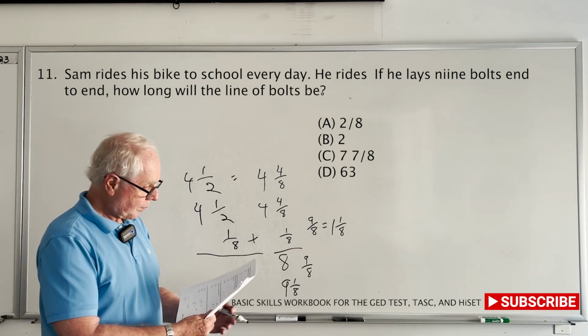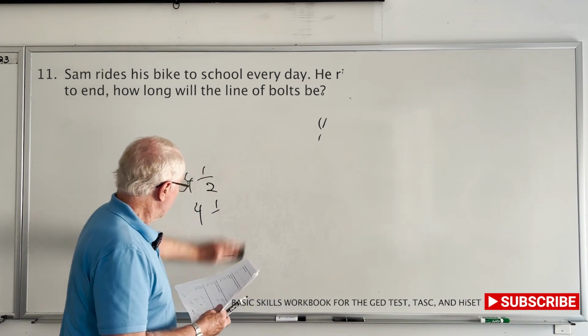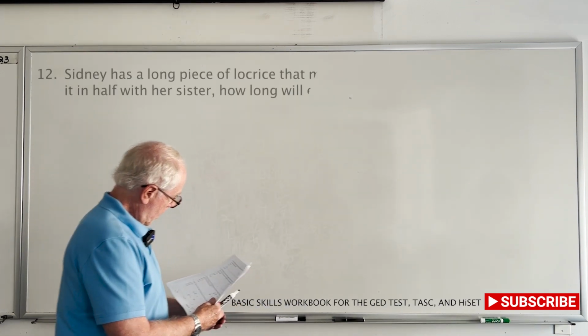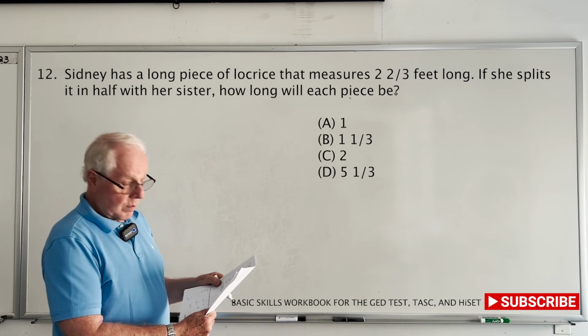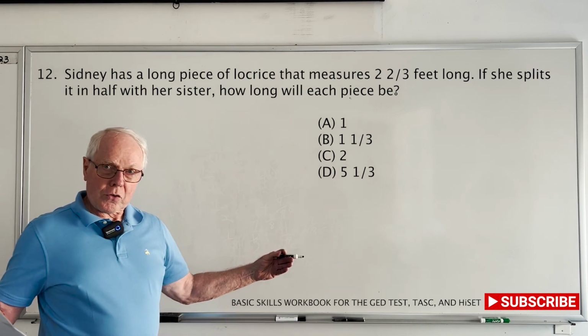All right. Almost done. Sydney has a long piece of licorice that measures 2 3/4 feet long.